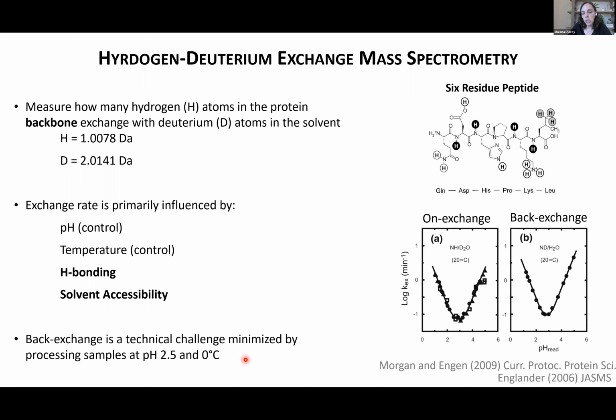Now, the other thing we do is we reduce the temperature. So we try to keep the temperature as low as possible. And this prevents back exchange from happening, which is when we lose the deuterium that's already been incorporated into our protein as we're processing the sample.